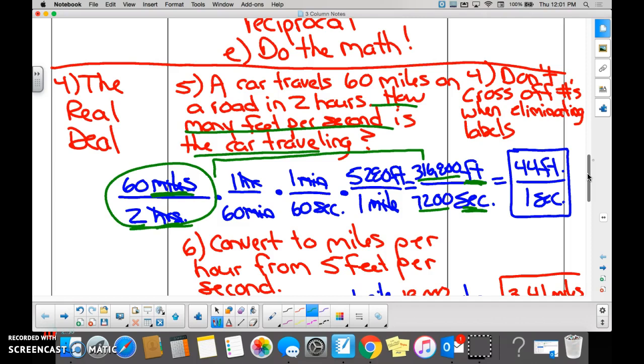Yes or no? No. We want it to be in feet. Do we want our final answer to be in hours? No. We want it to be in seconds. So I believe when we did this together in class, you guys said, let's eliminate the hours first, right? Okay, so how do you get rid of hours?